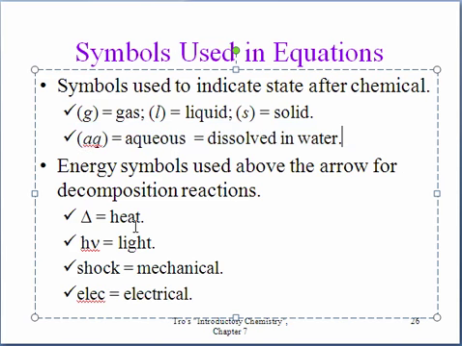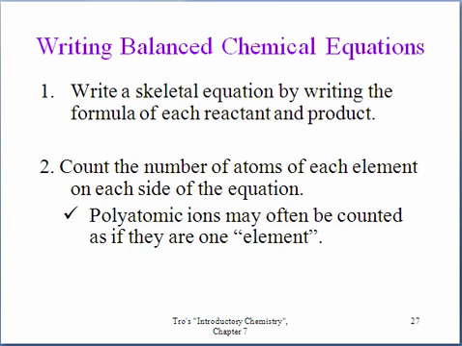Now sometimes energy symbols are used above the arrow for decomposition reactions. This little delta, Greek letter delta triangle, stands for heat. H nu, this is the Greek letter nu, stands for light. Shock means there's some mechanical shaking up of the material, and elect means we're adding electricity. All of these can give a reaction the necessary energy it needs.